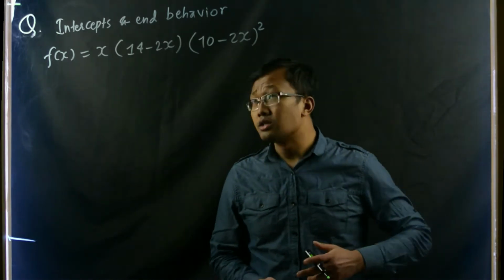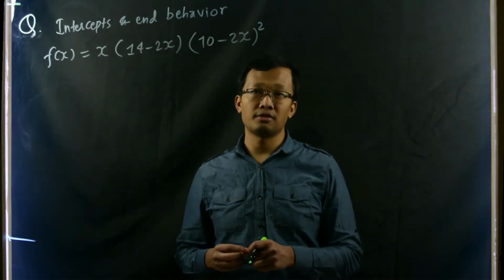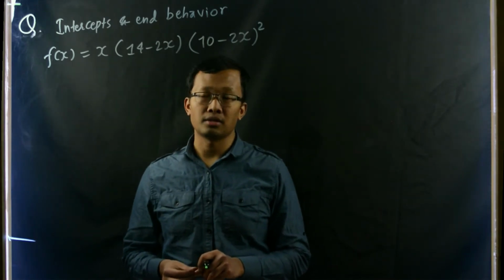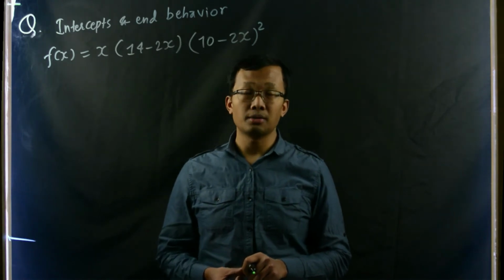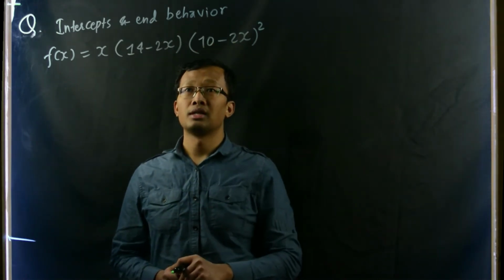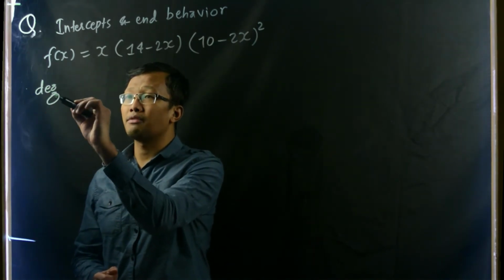This is certainly a polynomial function since there is no quotient form and neither do we have imaginary expressions. So this is a polynomial. First, let's go for end behavior. First let us find the degree of the polynomial f of x.